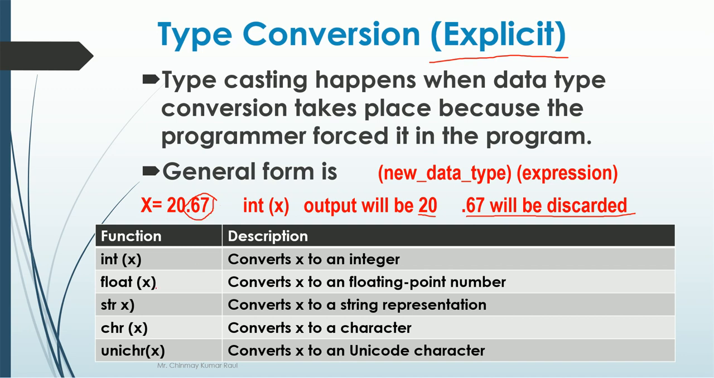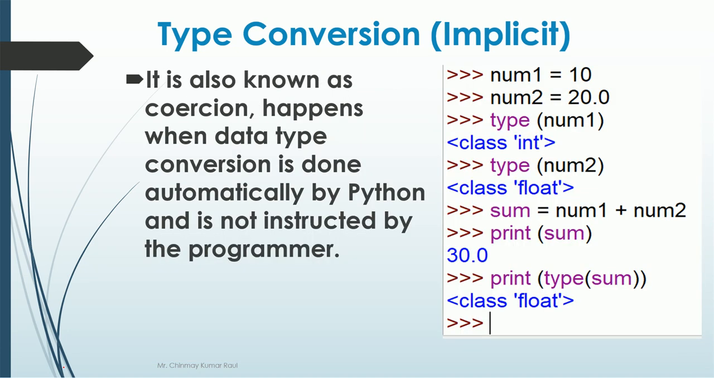So int of x, we are converting into integer. Similarly float, string, character and so on you can convert. This is known as explicit conversion. Now suppose we would like to see implicit conversion. Implicit conversion happens when data type conversion is done automatically by Python and is not instructed by the programmer.